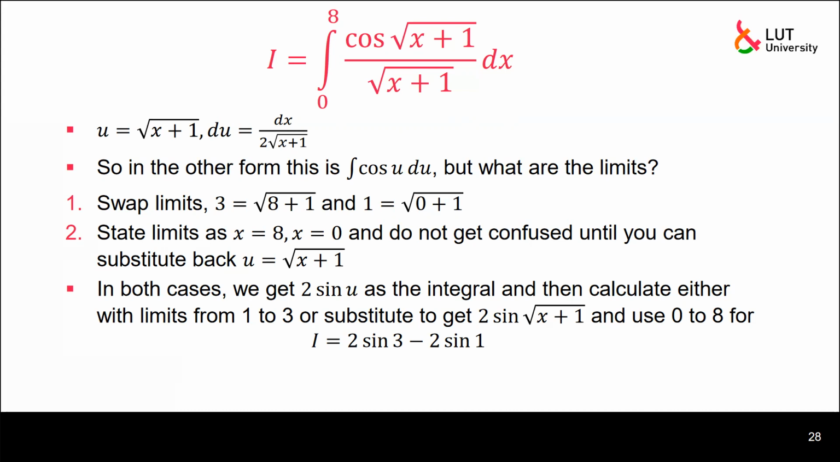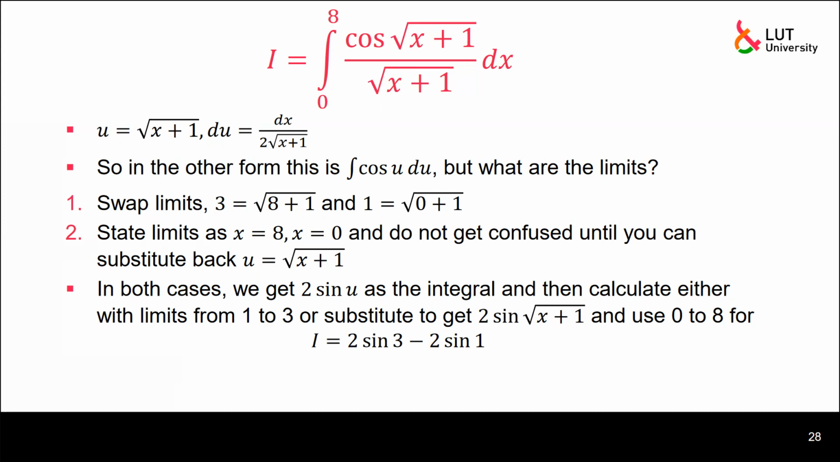Method 1 is that we swap limits. So we calculate what these x values are if we use u. So substitute the limits into the statement of u. If u is the square root of x plus 1, then x equals 8 gives the square root of 8 plus 1, which is the square root of 9, which is 3. So u equals 3. And same thing with 0, we get the square root of 1, which is 1. Or we can keep the limits as x equals 8, but then remember to write the x equals, so as not to get confused about which unit the limit was in.